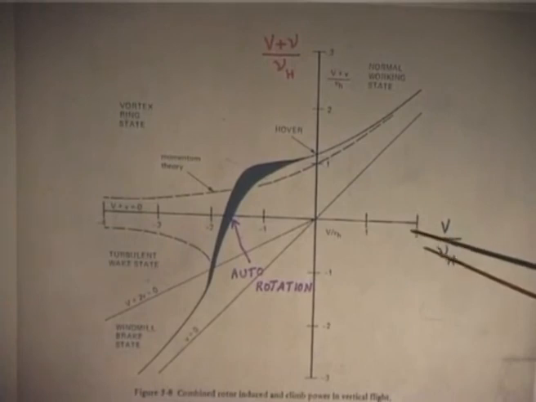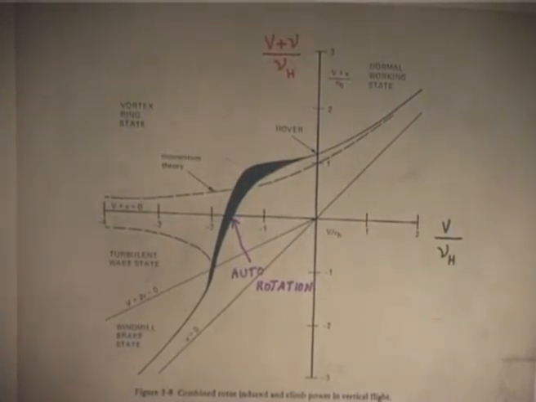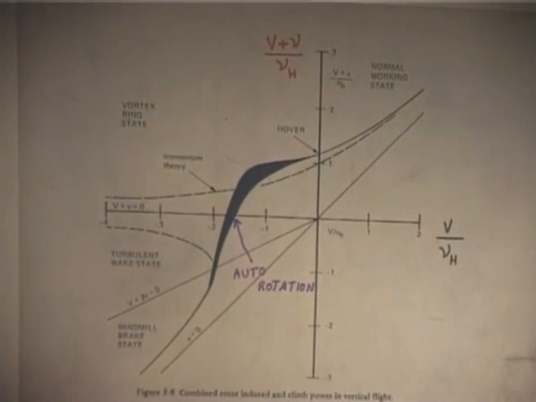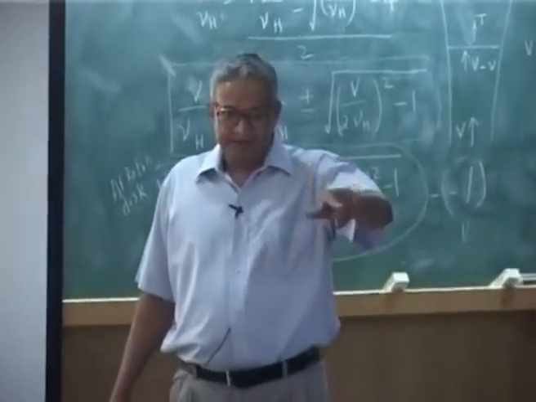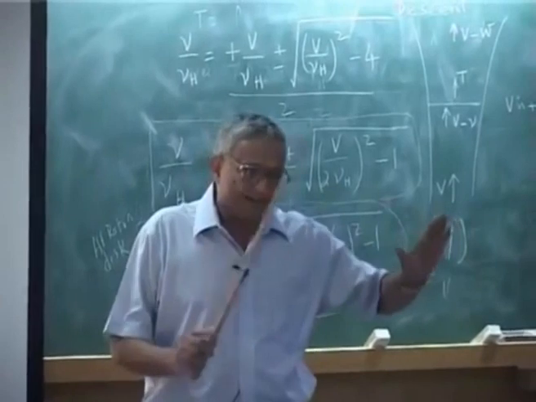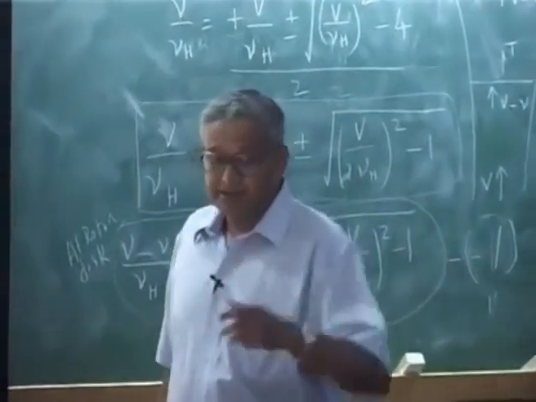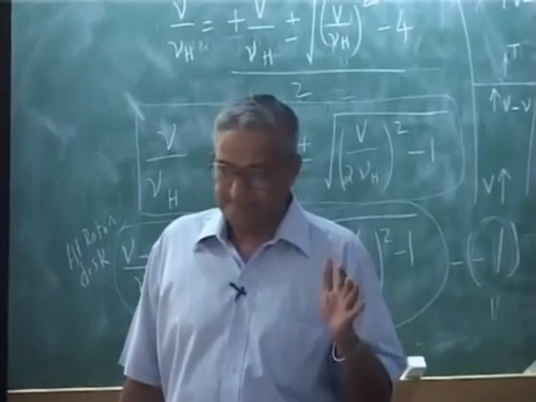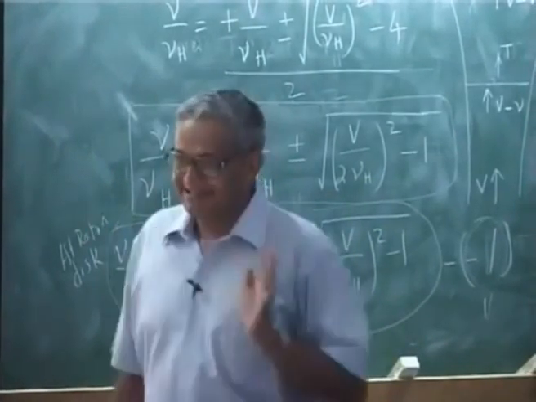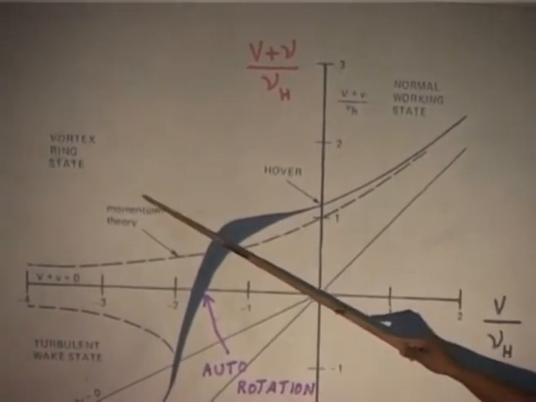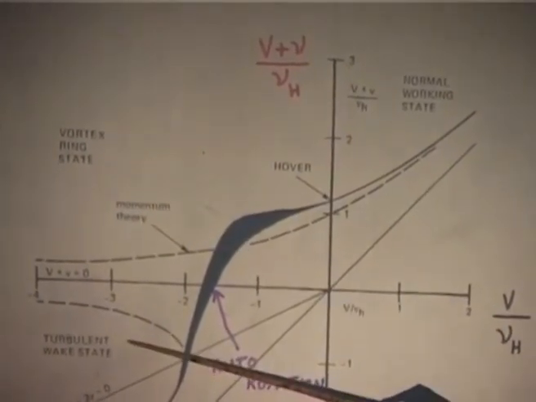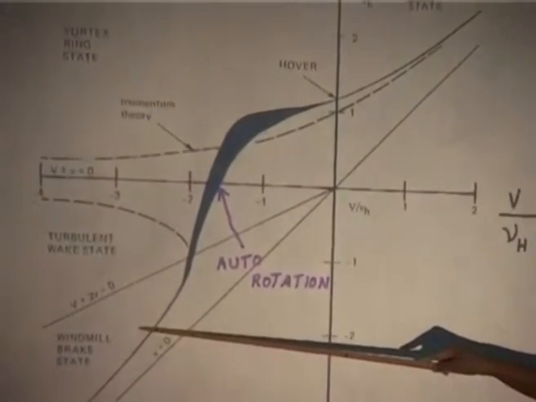This particular curve is called the universal inflow diagram, but I will show the diagram next class. We will plot the equations and then show that this is what is really given as the inflow, and all your autorotation comes from here. The region is split into several parts: normal working state, vortex ring state, turbulent wake state, windmill brake state.